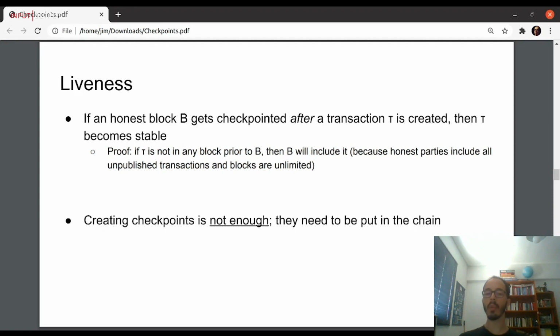Now, an interesting thing though is that creating checkpoints is not enough to ensure liveness. They actually need to become part of the chain.